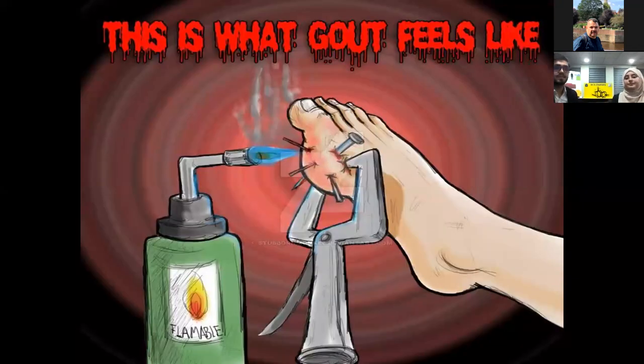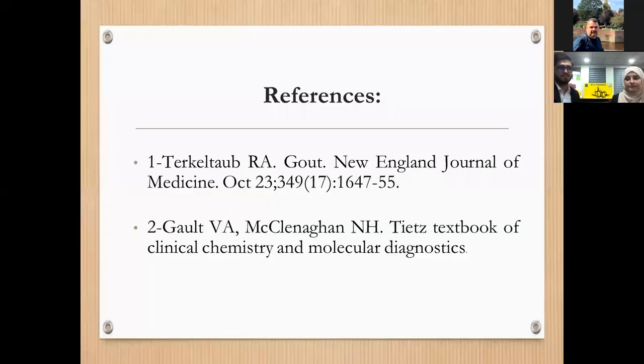This slide actually shows us how the pain with gout feels. It's really painful. The joint is swollen and it's hot, so it's really painful. It actually mimics the situation with gout. This is for you to feel how the pain is.